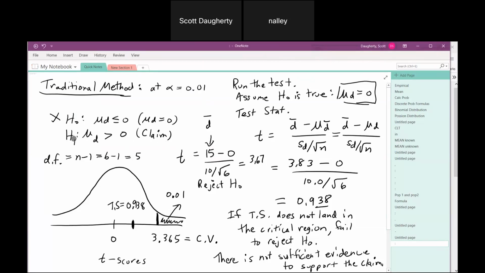So technically, you're rejecting the null, which means there's evidence to support the alternative, but the alternative happens to be the claim in this case. So if you're supporting the alternative, you're supporting the claim in this particular case. And so that's when you would have evidence to support the claim. Okay, so then let me just do the p-value method. We'll get the same result.